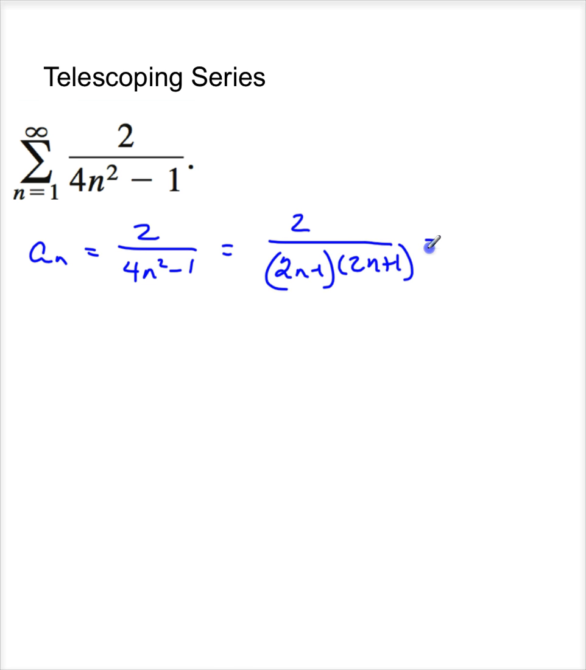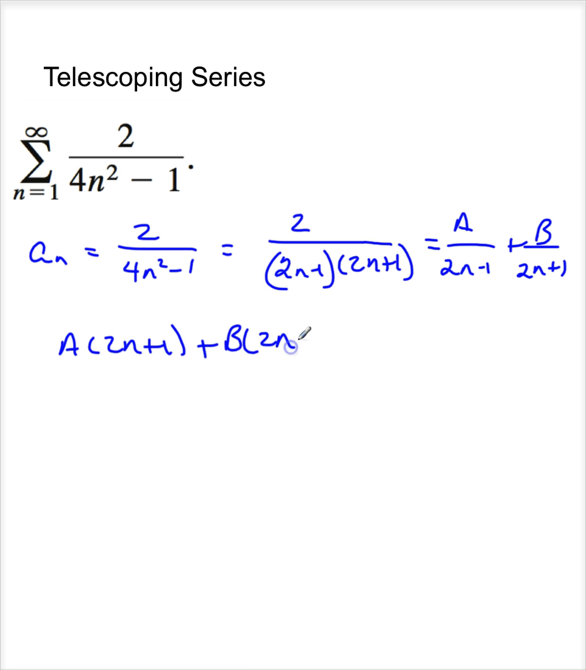Now I'm going to use partial fractions. So this is a divided by 2n minus 1 plus b divided by 2n plus 1. All right, getting a common denominator. Remember, doing the partial fractions thing again. I'm just going to work on the right side of my equation: a times 2n plus 1 plus b times 2n minus 1. So that'll give me the common denominator, and this whole thing has to equal 2.